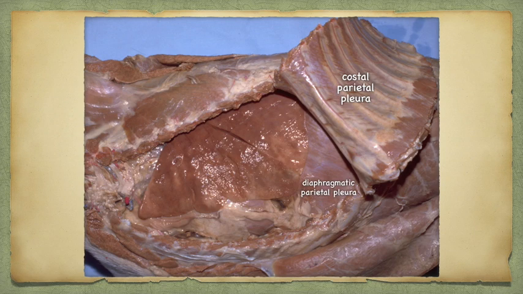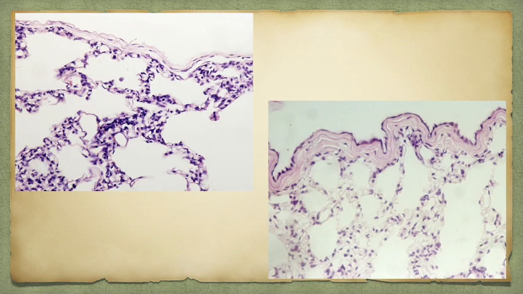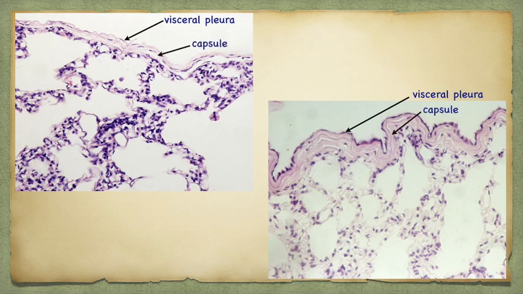But here on the lungs, this shiny surface is the visceral pleura. So as I said, the visceral pleura is what overlies the lungs. And if we have a look histologically, we're going to see that that is a simple squamous epithelium. Its underlying connective tissue here is continuous with the capsule of the lung.